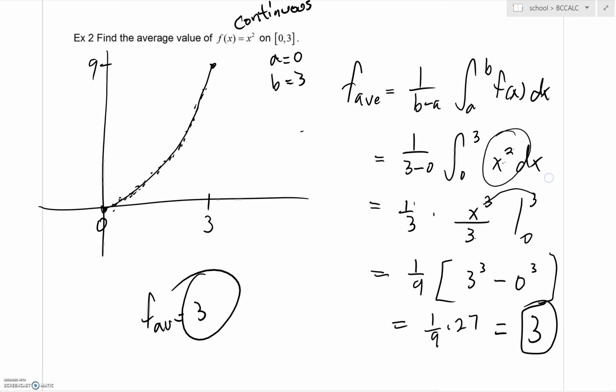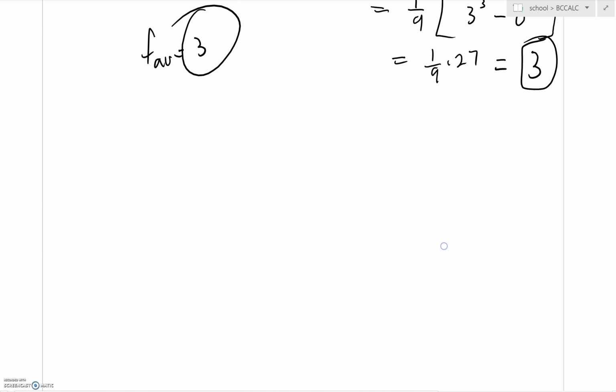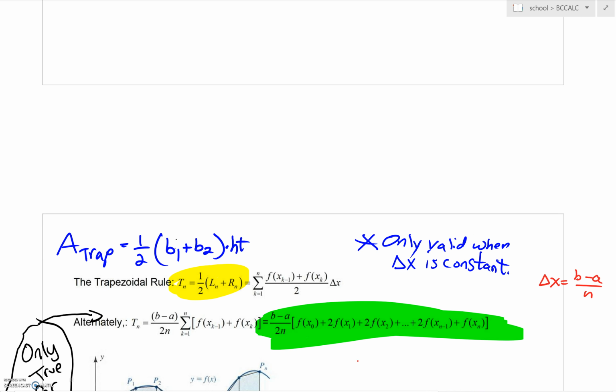So that's how we can work through this very quickly. The average value of a function can be found nice and quickly. Another major topic that we're going to talk about. Last chapter we worked extensively with LRAM, RRAM, and MRAM. Today we're going to look at the trapezoidal rule.